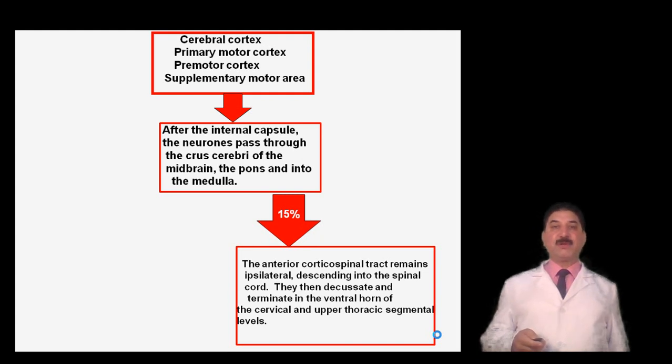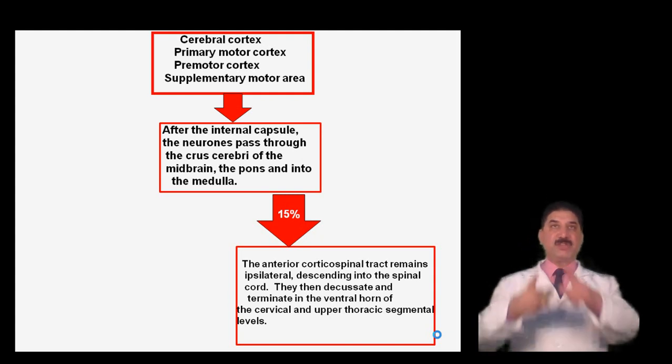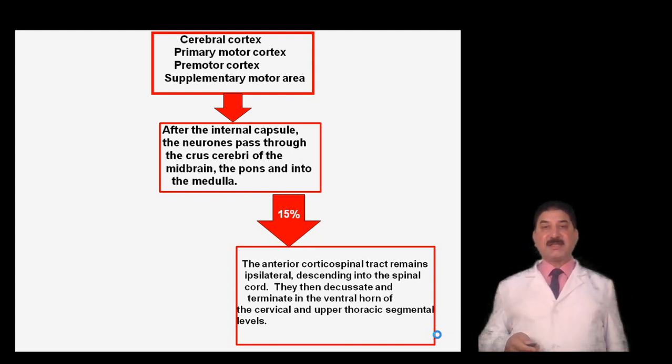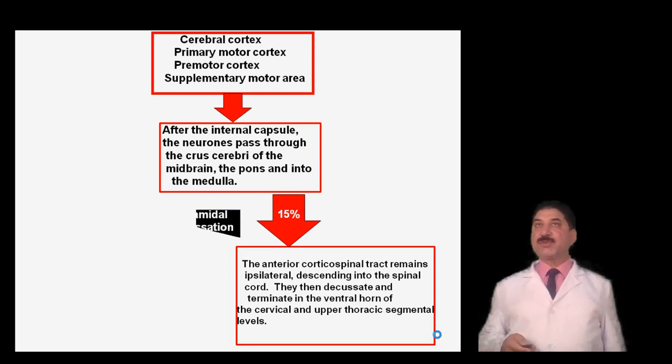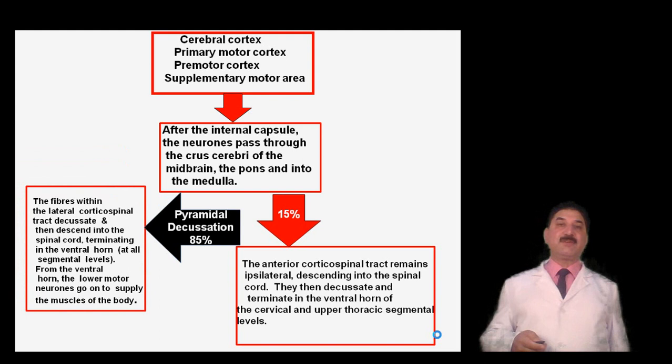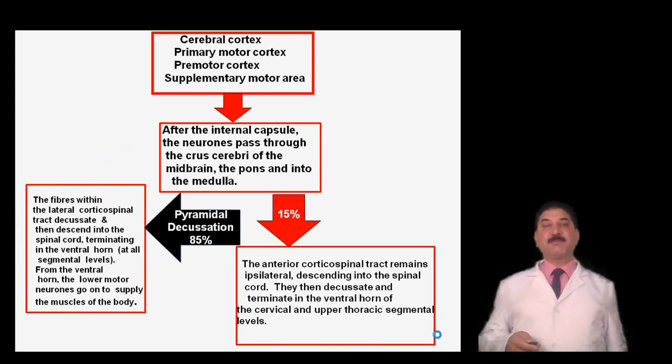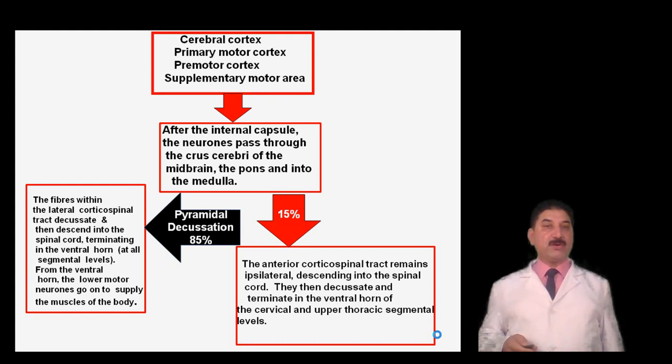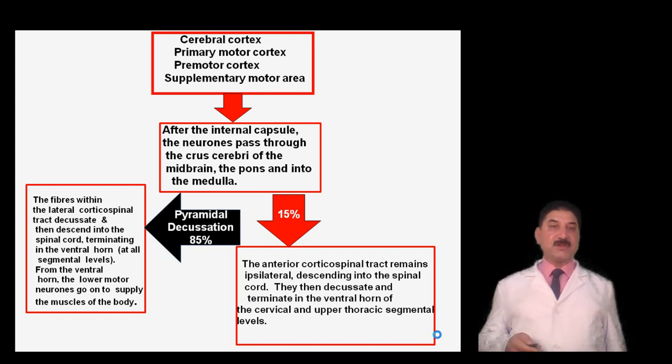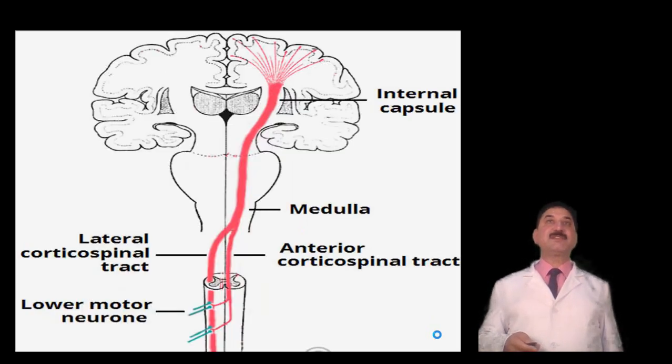What happens at the level of the medulla oblongata? At the level of the pyramids, 15% of fibers do not cross; they descend and terminate in the ventral horn of cervical and upper thoracic segmental levels. About 85% of the fibers cross to the opposite side, form the lateral corticospinal tract, and then descend into the spinal cord, terminating in the ventral horn at all segmental levels. From the ventral horn, the lower motor neurons go on to supply the muscles of the body.